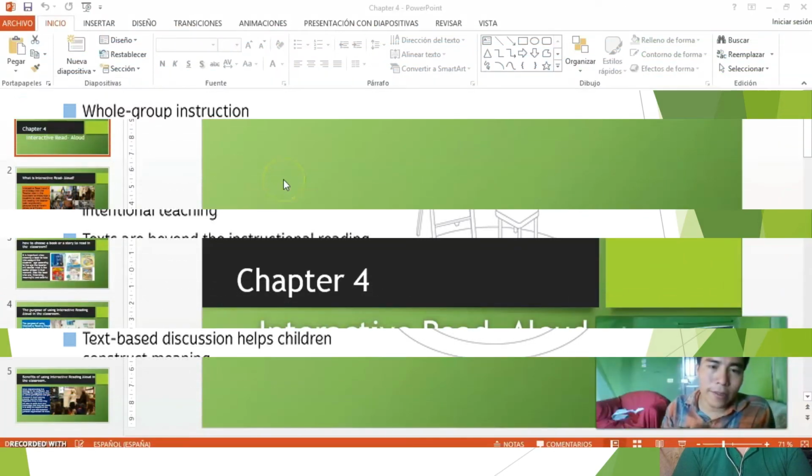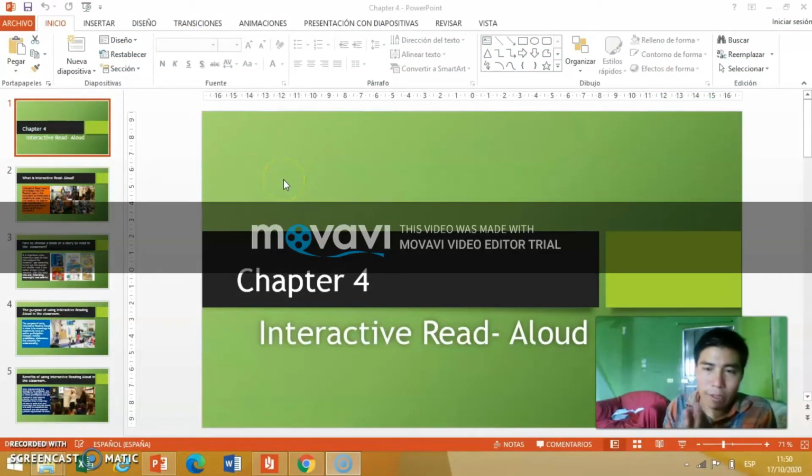Well, now, what is interactive read aloud and how this strategy can be implemented in the classroom is the topic that we're going to see in this moment. So let's start.